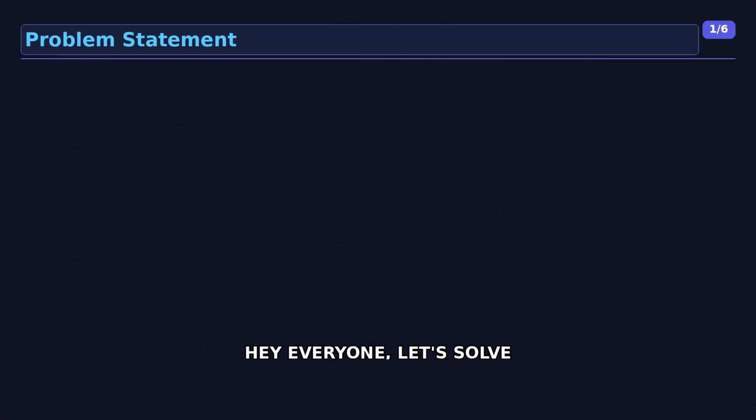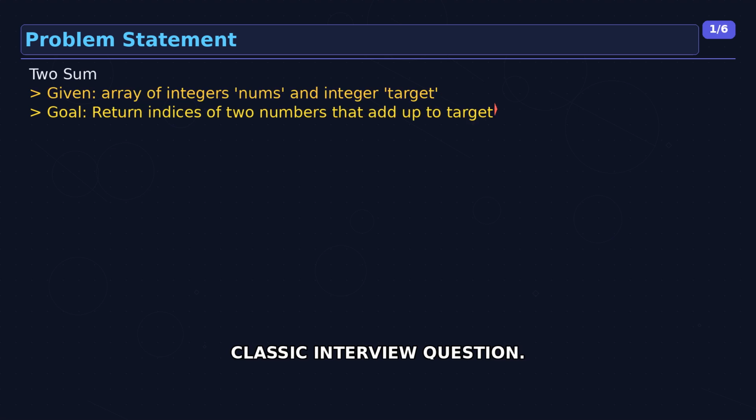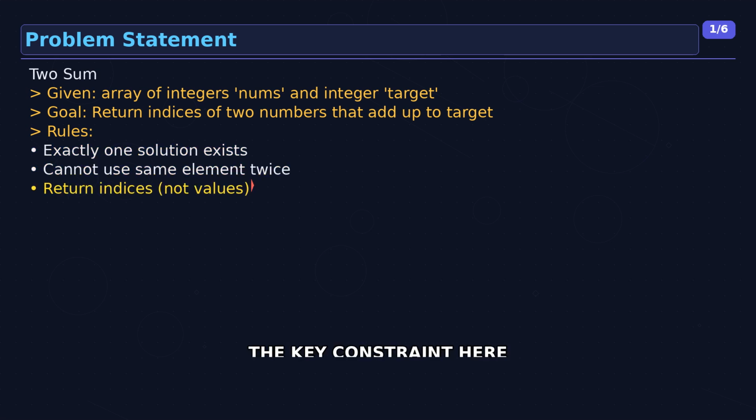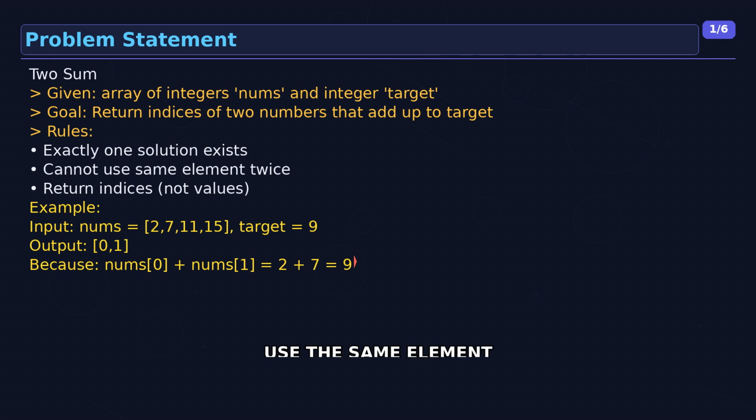Hey everyone, let's solve the two-sum problem. This is a super classic interview question. You're given an array of numbers and a target value, and you need to find the indices of two numbers that add up to that target. The key constraint here is that you can't use the same element twice, and you need to return the indices, not the actual values. Let's see how we can tackle this.